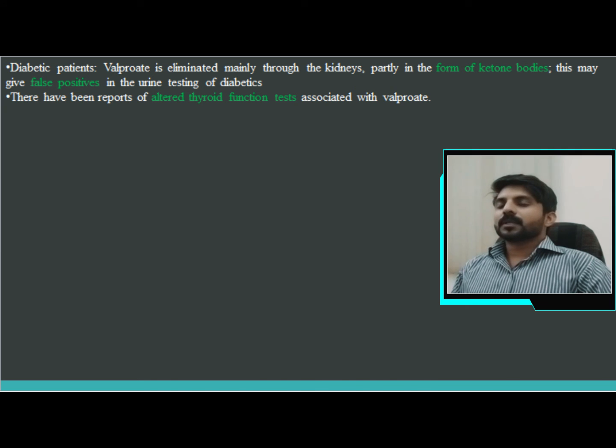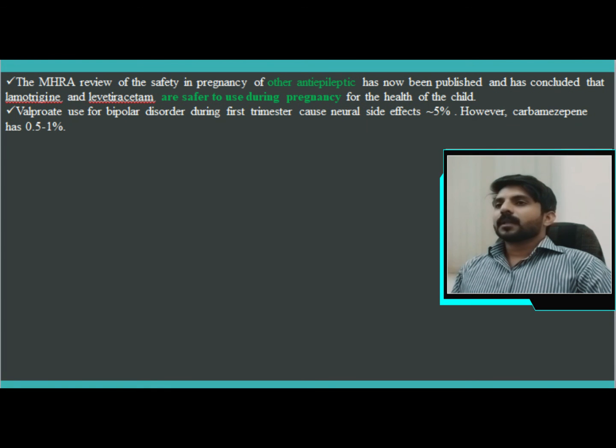In case of switching from valproate, the MHRA review of safety in pregnancy of other epileptic drugs has shown that lamotrigine and levetiracetam are safer to use during pregnancy. Moreover, valproate use for bipolar disorder during the first trimester causes 5% neural defects. However, carbamazepine causes 0.1 to 1% neural defects.